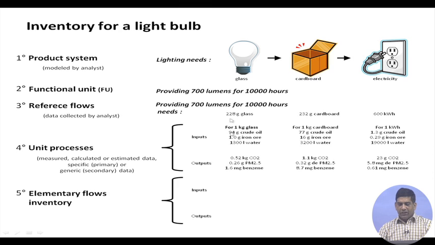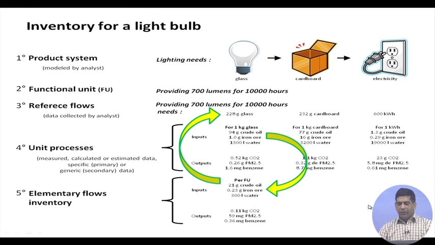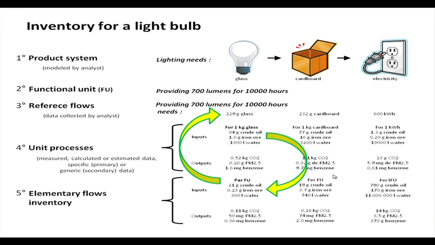So now this is for 1 kg, and we need 228 grams of glass. So we can just do the math. So per functional unit, we have calculated that if for 1 kg we need 94 grams, then for 228 grams we'll need 21 grams of crude oil. So similarly, you can calculate other quantities in terms of both input as well as the output. Same thing can be done for this. So this was the last slide we looked into in the previous module.